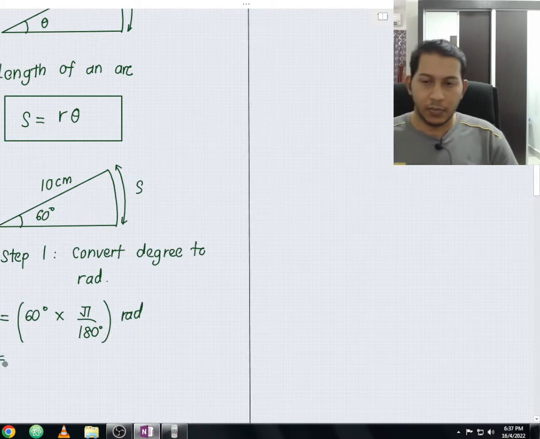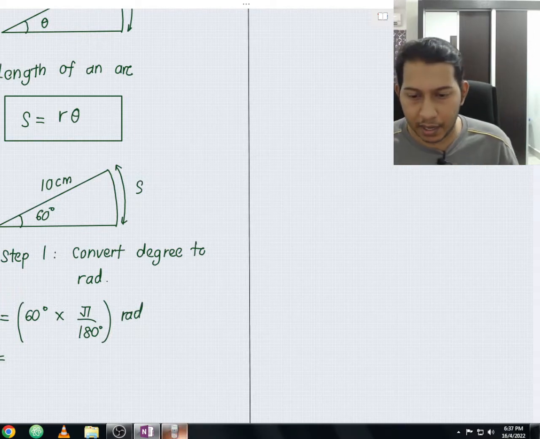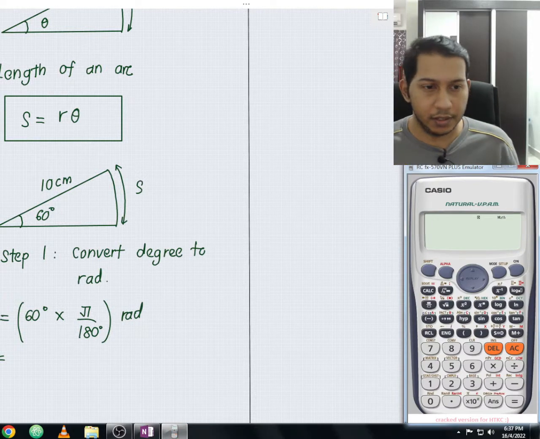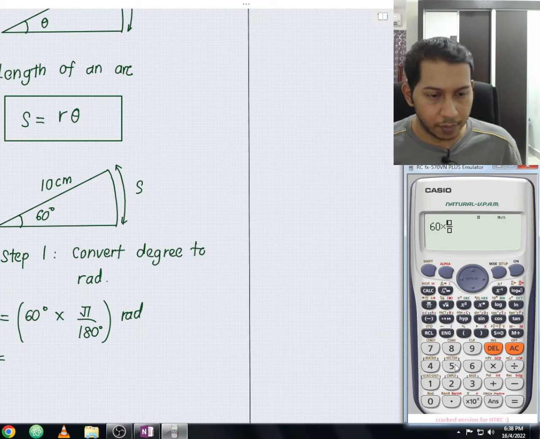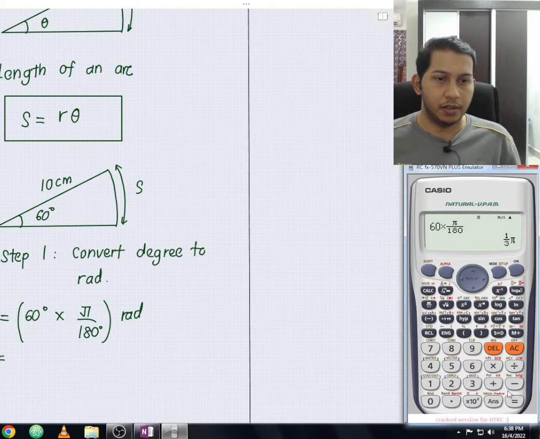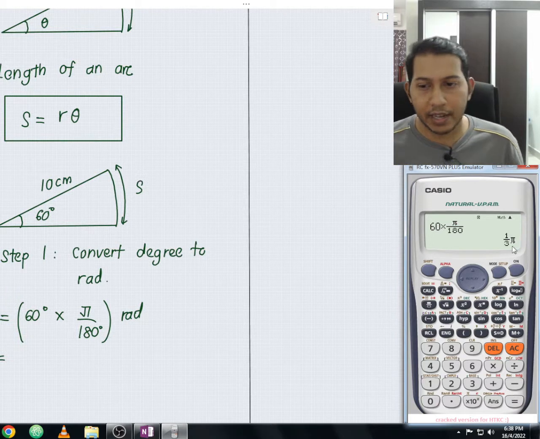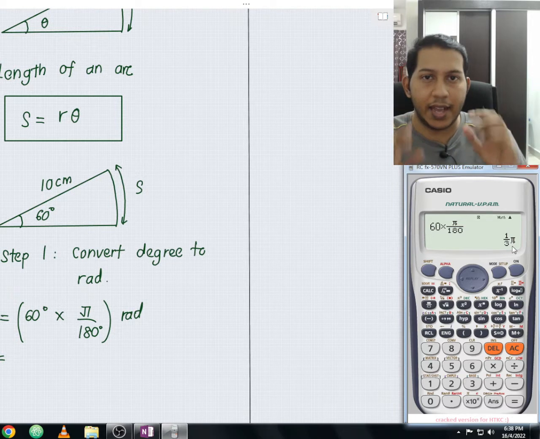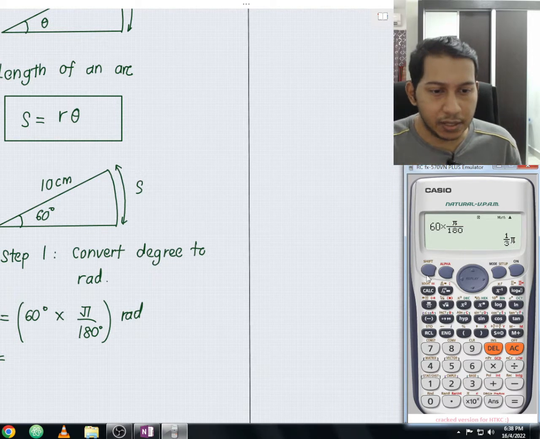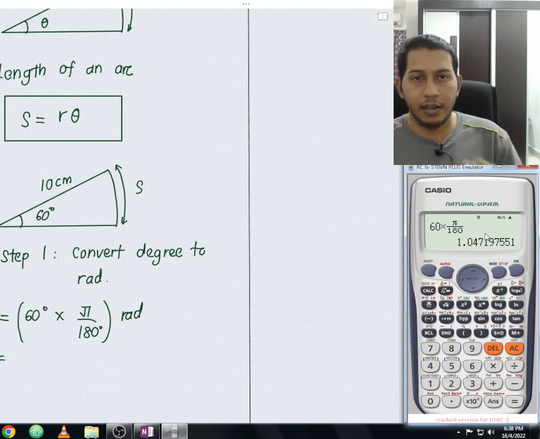Okay, so let us calculate this. Let me bring my calculator here. It's good to have an online emulator, guys. So let us do the calculation now. 60 times, where is the fraction form? Pi over 180. The answer is coming out in terms of pi, but we prefer to solve this using the exact number. To get the exact number, you just click the shift button and the equal sign. From here you get the angle in decimal form.